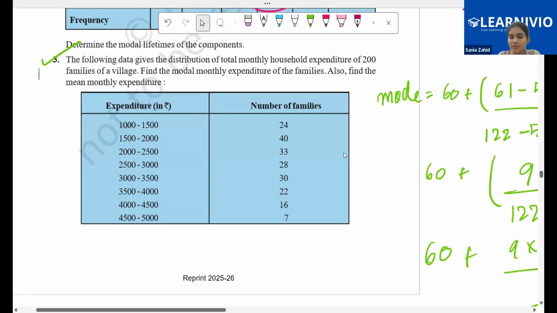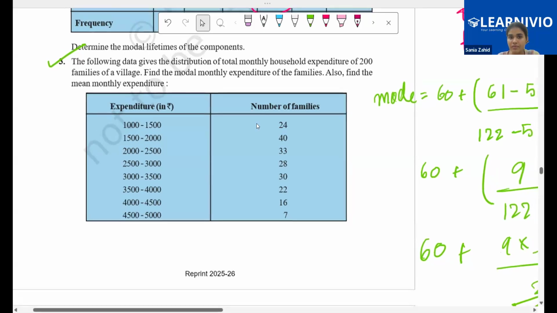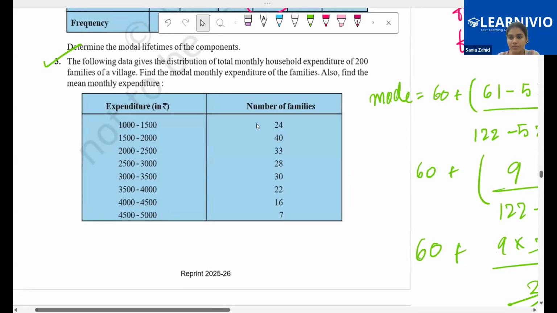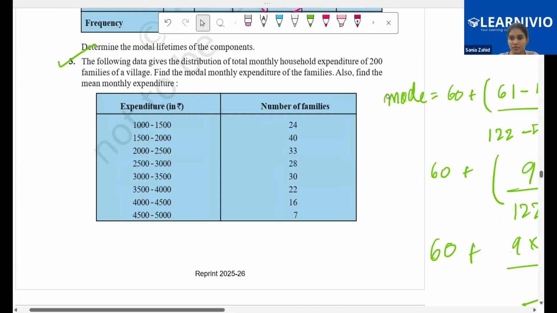Umer, have you completed? Umer, have you completed or not? Yes, ma'am, but I'm rechecking. Umer, you should be able to do these type of questions quickly because it's just formula based. I'm getting 4,165.